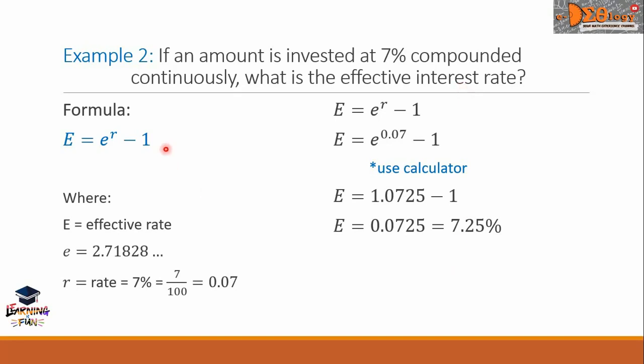Remember, we are using this special formula because the principal, which is unknown, is compounded continuously. And the 7.25% is our final answer.